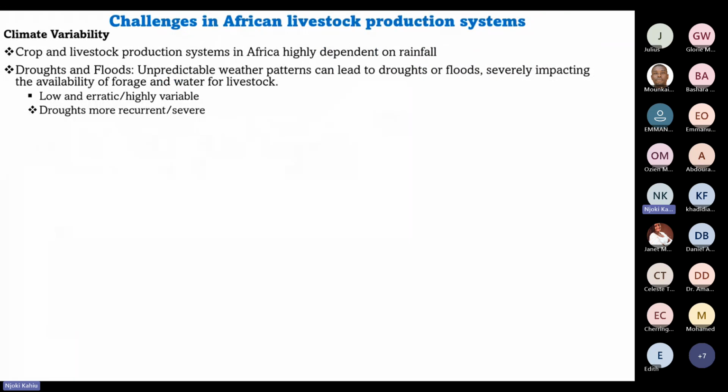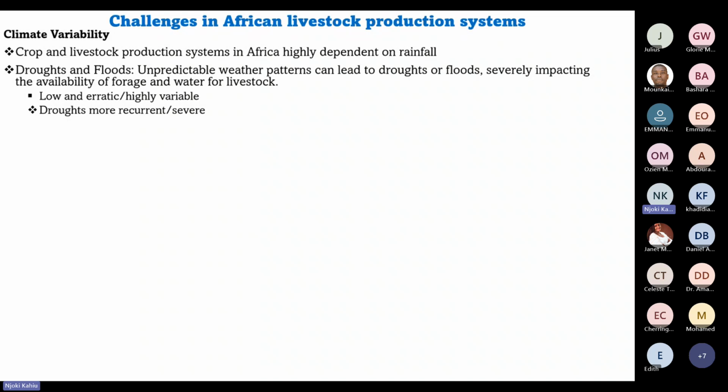Some of the challenges, I want us to go through this so that we understand how our Earth observation applications answer some of the problems, and provide solutions to some of the challenges that we'll be talking about. We find that within the African livestock production systems, climate variability is an important aspect of things, because crop and livestock production are highly dependent on rainfall.